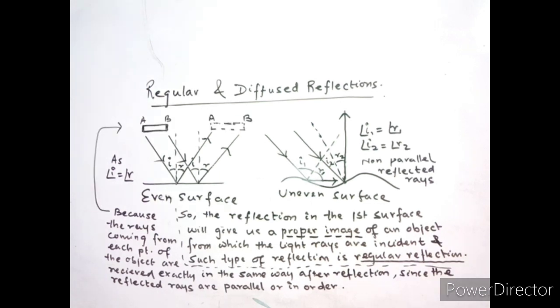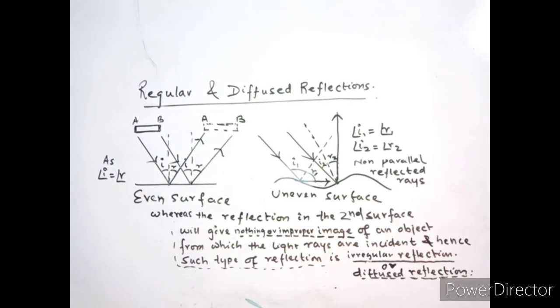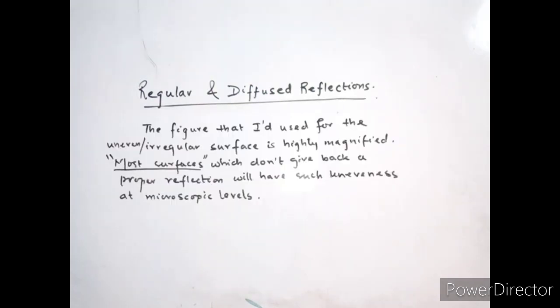Now, for that, let me consider an object AB, for which we are getting another image AB. The solid AB is the object and the dotted AB is the image which we are getting from the reflected rays. As you can see, from the point A, the incident light ray is reflected along the dotted A, and from the point B to the dotted B. So it is a perfect image that we are getting. Whereas in case of reflection in the second surface, that will give nothing or an improper image of any object which is placed, and therefore such a kind of reflection is known as diffuse reflection.